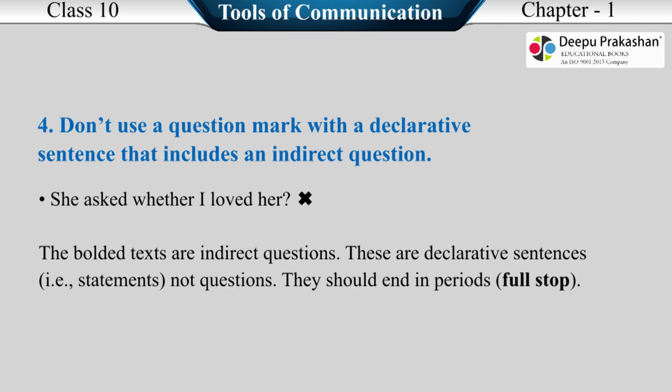4. Don't use a question mark with a declarative sentence that includes an indirect question. She asked whether I loved her. Wrong. The bolded texts are indirect questions. These are declarative sentences, i.e., statements, not questions. They should end in periods, full stop.